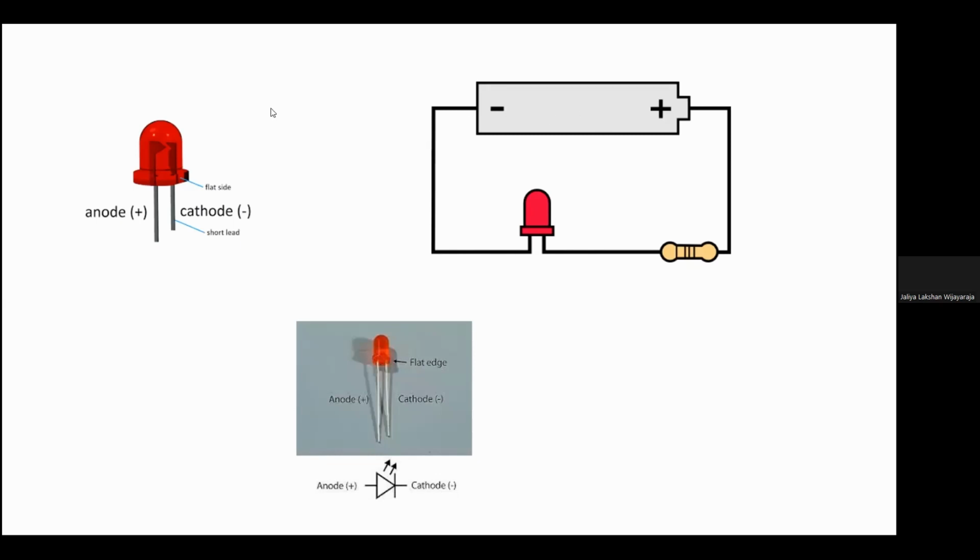When we are connecting an LED, there is a positive and negative terminal. Typically, we call them anode and cathode, but it's not necessary. You can call them positive and negative terminals. We have to connect the positive pin of the LED to the positive edge of the battery or the power supply, and the negative pin to the negative edge of the battery. That's how we can light up an LED.